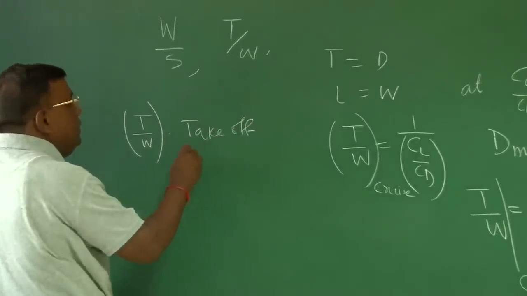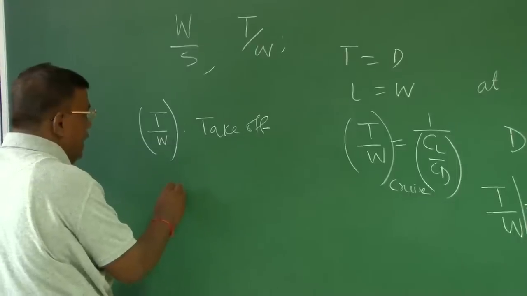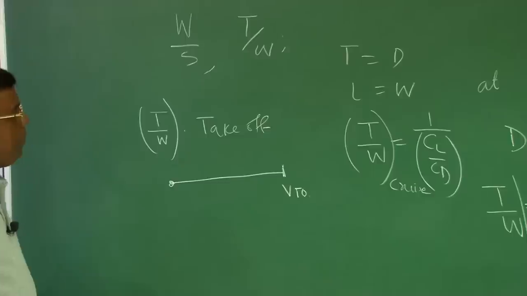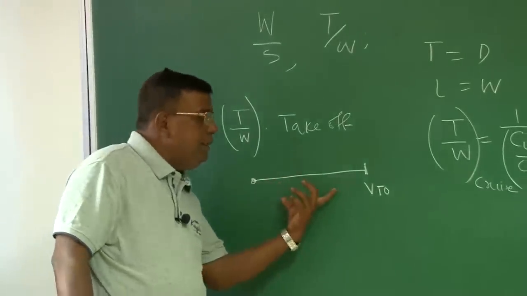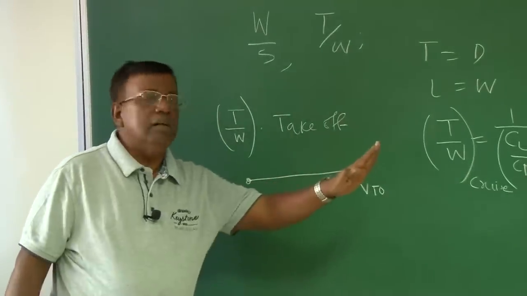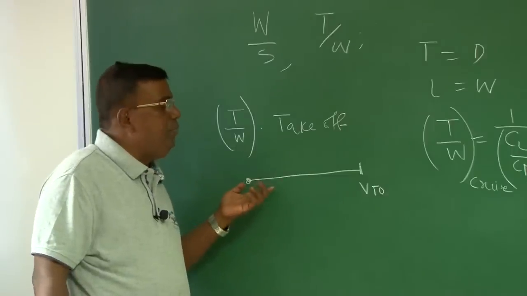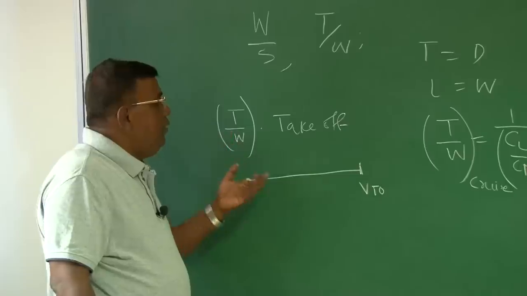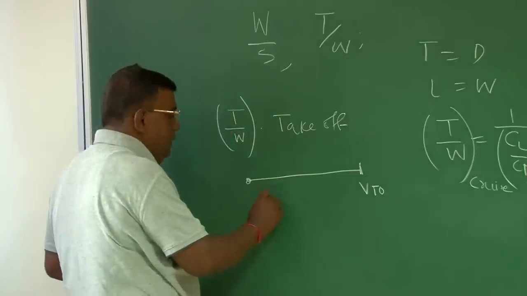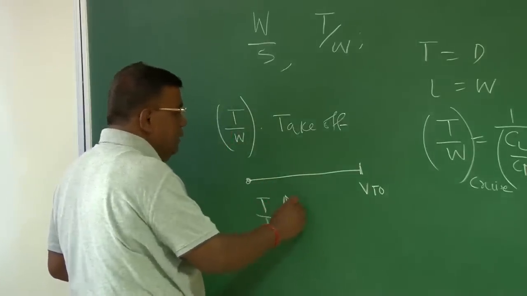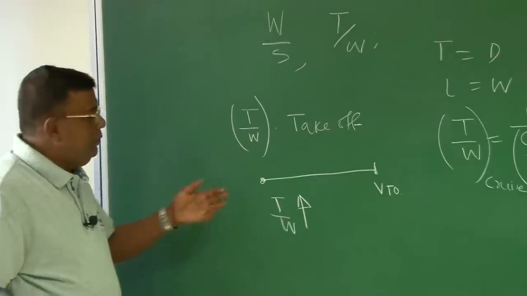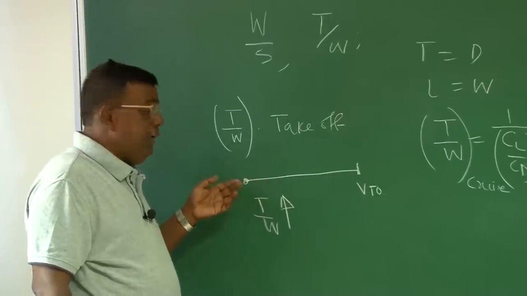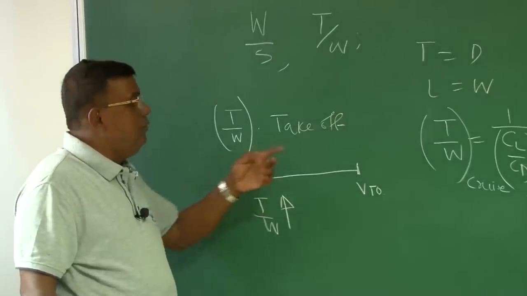Takeoff means that phase from start to a speed where V takeoff has been achieved. If I want to shorten this length before it gets the V takeoff speed, I have to accelerate the airplane faster. That means if I want to really reduce this length, then T by W has to be very high, because T by W will decide how much active force is applied to accelerate the airplane from 0 to V takeoff.